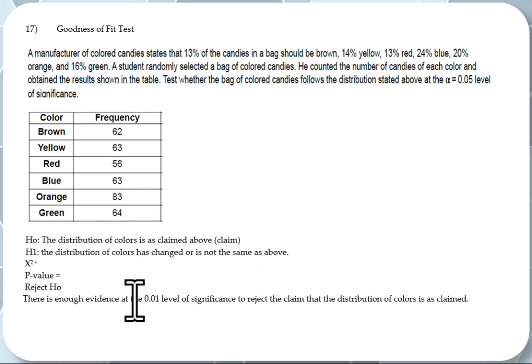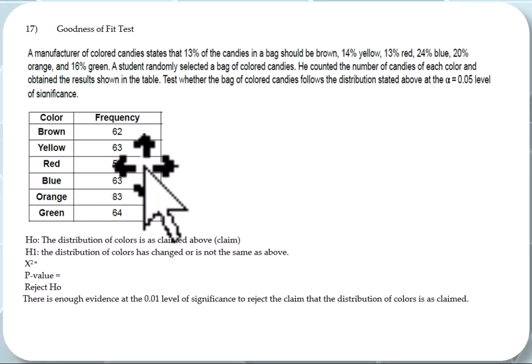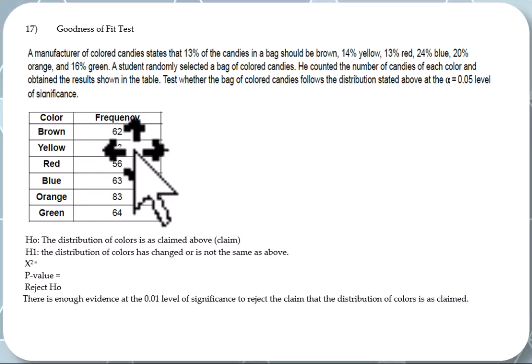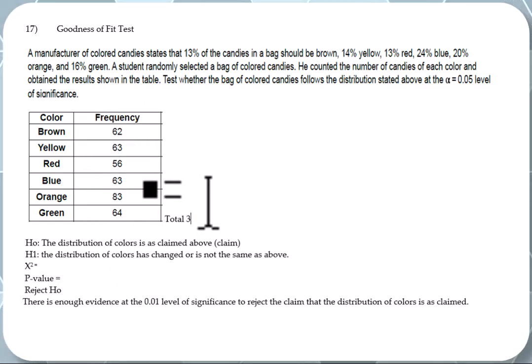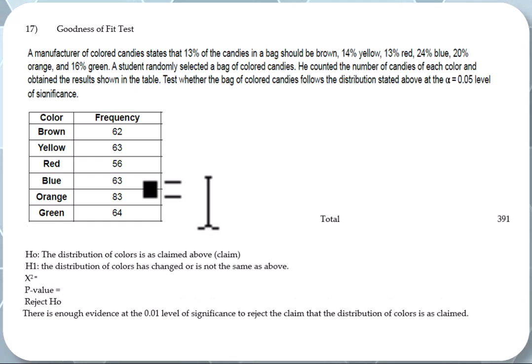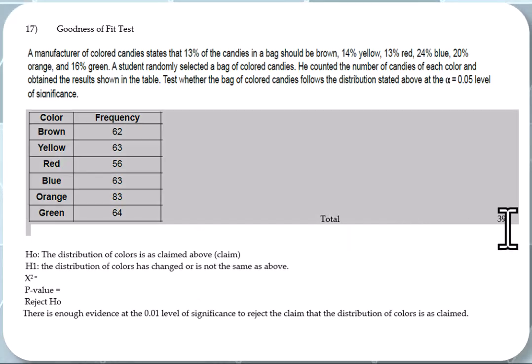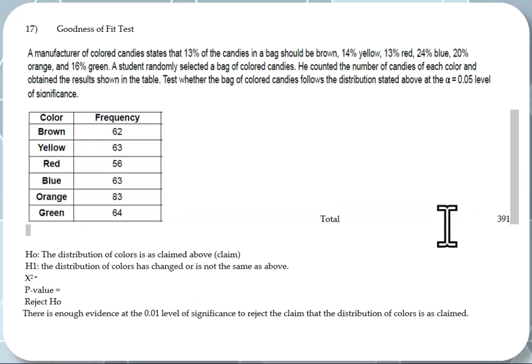These values, the frequencies that are given to us, are the observed values. And now, guys, we need to learn how to find the expected values. So let me show you how we're going to find the expected values. He gave me percentages. First of all, you need to figure out what the total is here. I counted the total, and the total was 391. So in order, let's fix this one right here.